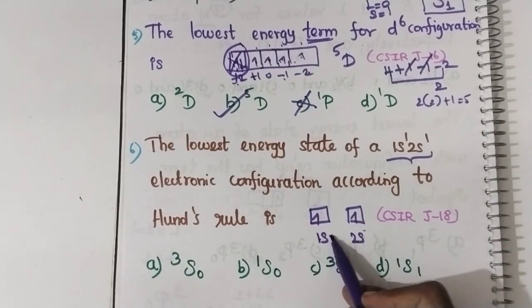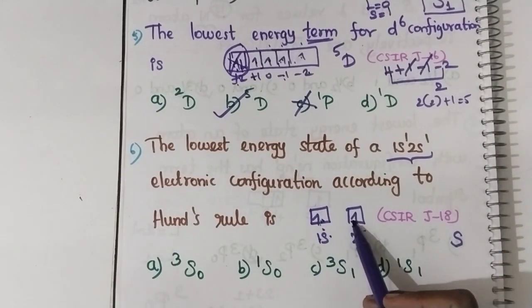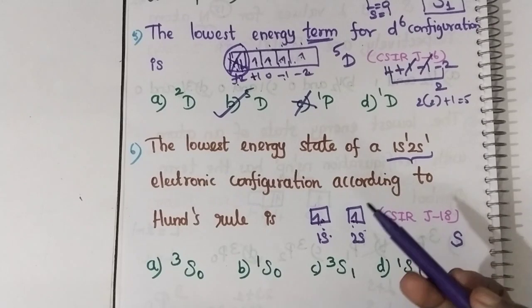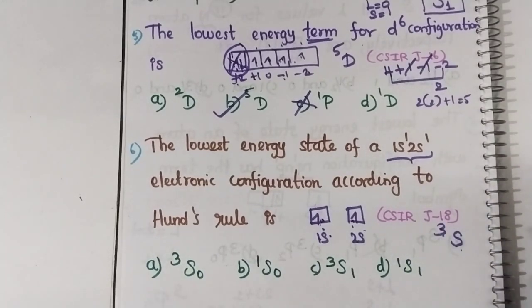L value will be 0, right? This is 0, this is 0. So you will get 0. As a result, you will have S. Here it is half and here it is half. So S value will be 1. If S value is 1, 2S plus 1 value will be 3, right? So 3S, right? You can eliminate these two options.